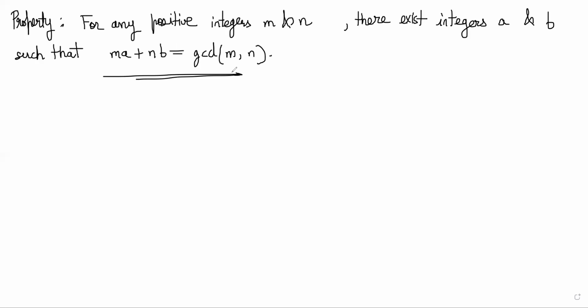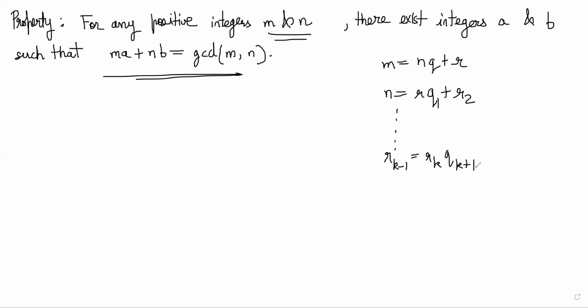This is sometimes known as Bezout's lemma, and this is quite important. How you can prove this is, since you are finding the GCD of m and n, you can do the Euclid's division algorithm and say m is equal to nq plus r, and you keep doing this chain of things. n is equal to r q1 plus r2, and so on. And you reverse all the steps. Eventually you should get rk minus 1 is equal to rk qk plus 1.